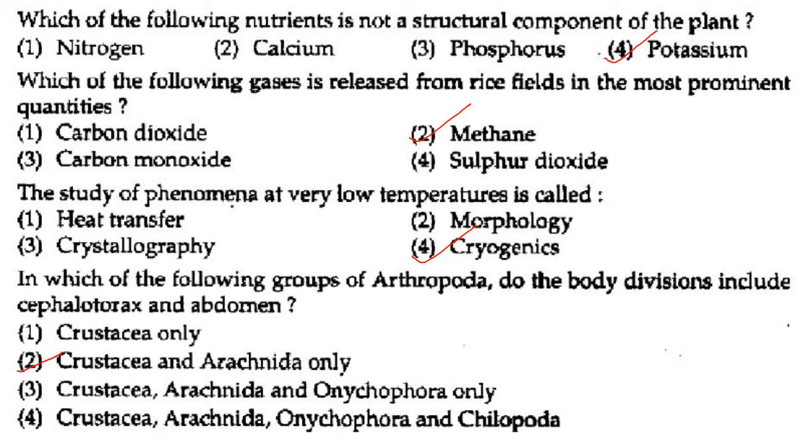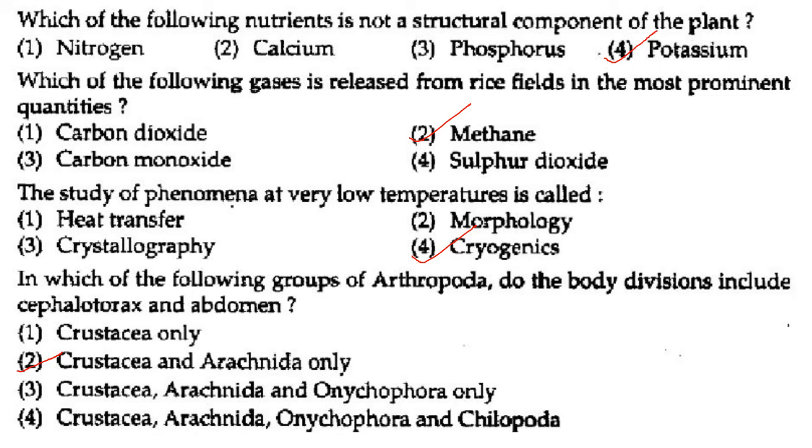In which of the following groups of Arthropoda do the body divisions include cephalothorax and abdomen? Option 1, Crustacea only. Option 2, Crustacea and Arachnida only. Option 3, Crustacea, Arachnida and Onychophora only. Option 4.